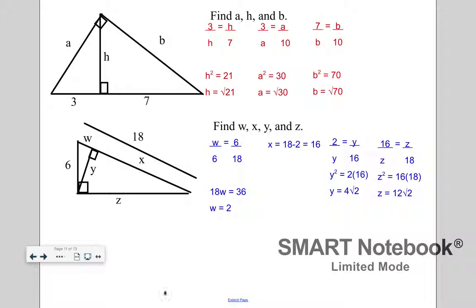All right, over here I have the answers. I started with H. That was just the altitude is the geometric mean between the segments of the hypotenuse. So you'll see the altitude variable, H, is written twice between the segments of the hypotenuse, the lengths 3 and 7. All right, then I went to A. That's the leg of the large triangle. Okay, that's the geometric mean. So this is the part I write twice.